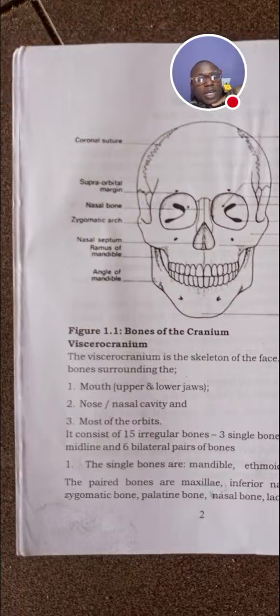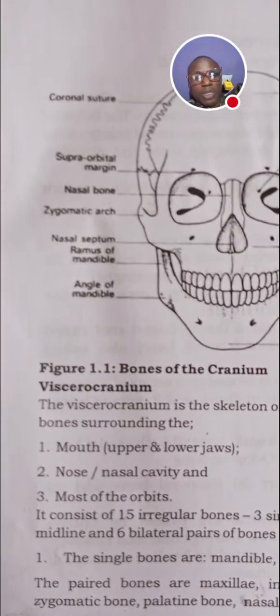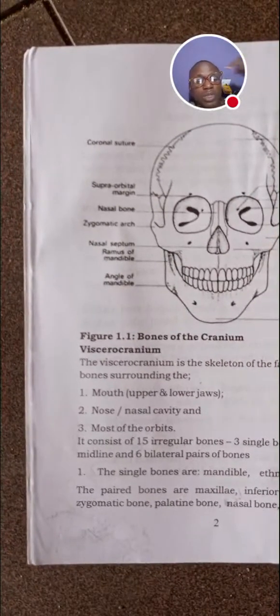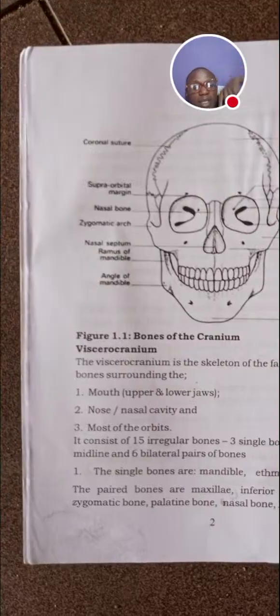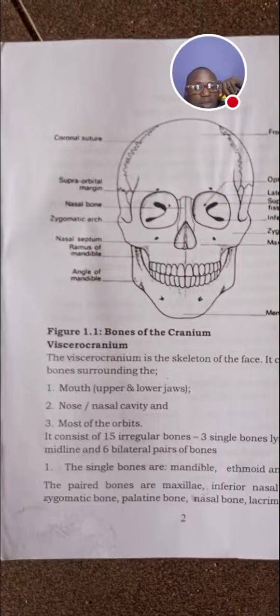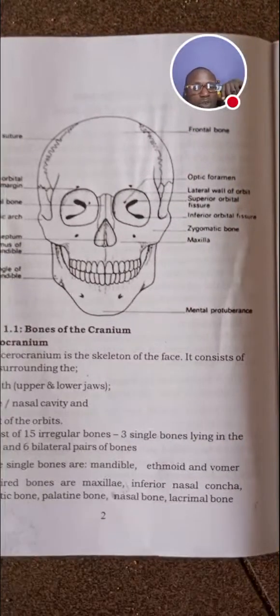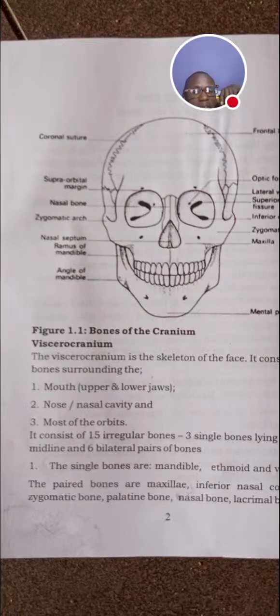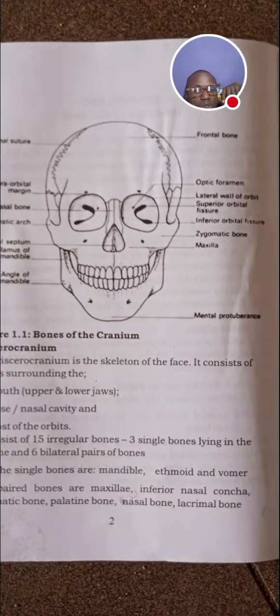Most of the orbit, you can see the supraorbital margin. So the orbit is talking about the eyes. Now, most of the orbit consists of 15 irregular bones: 3 single bones lying in the midline, and 6 bilateral bones.